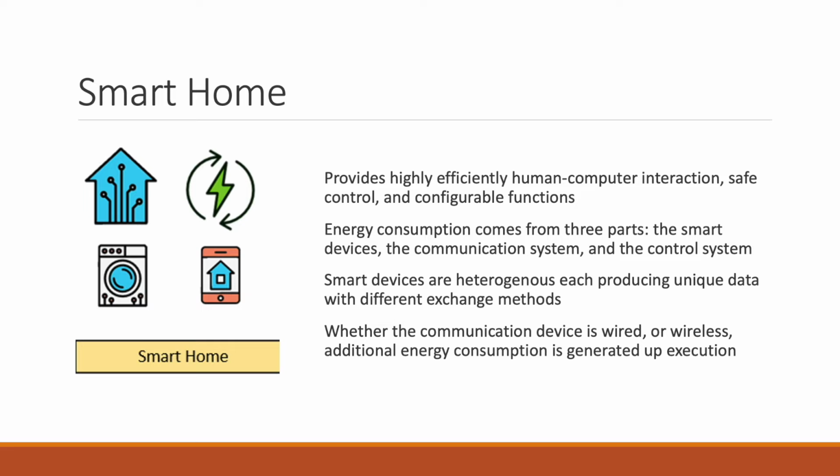Next, smart homes can provide highly efficient human-computer interaction, safe control, and configurable functions. As the number of devices and features increases, the smart home itself will also generate more energy consumption. We found that the energy consumption of smart homes mainly comes from 3 aspects: the smart devices themselves, the communication system, and the control system.